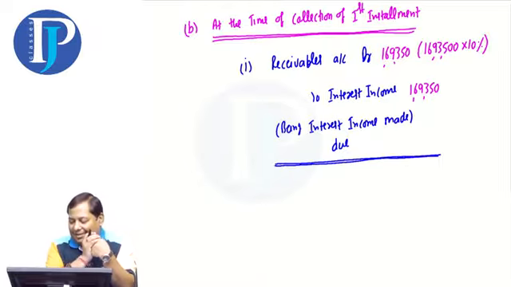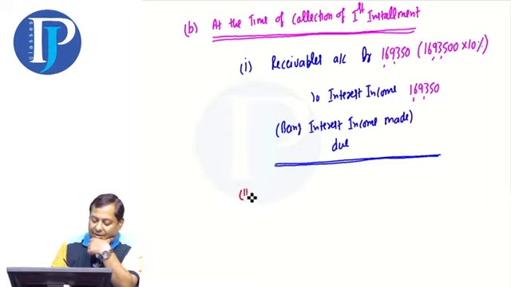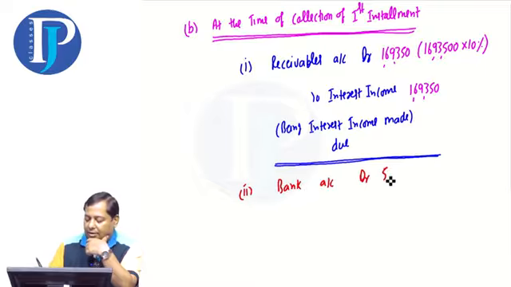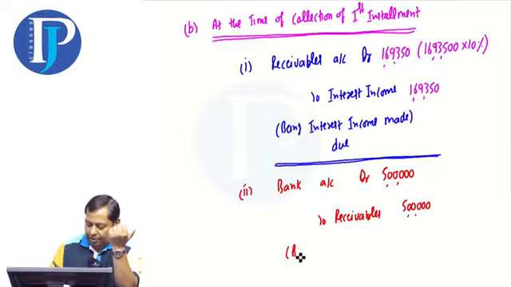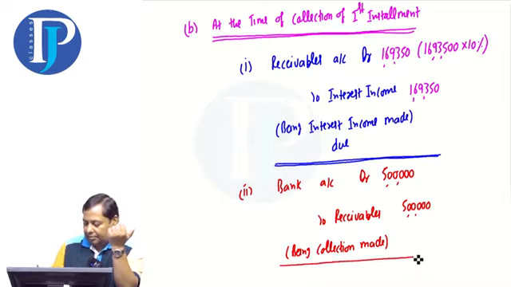Are you getting it, students? For the second entry, we will do collection. Bank account debit, 5 lakhs will be received, to receivables. I don't think there's any problem. Just collect the money by charging interest. So write being collection made.